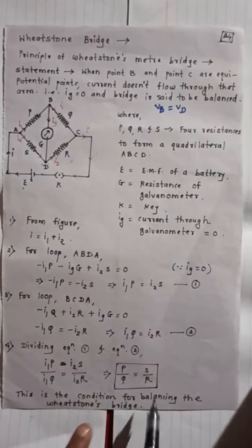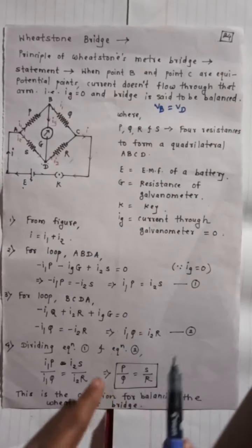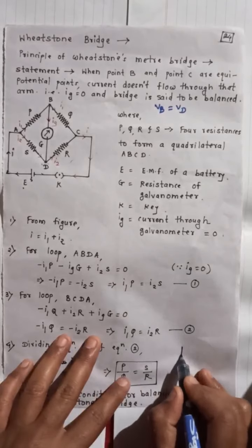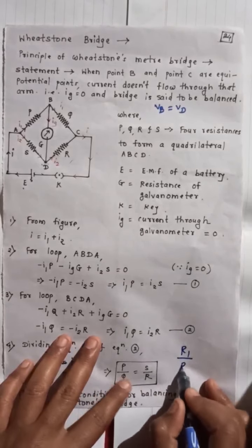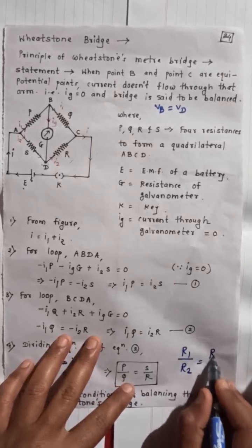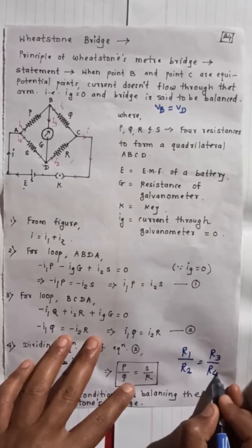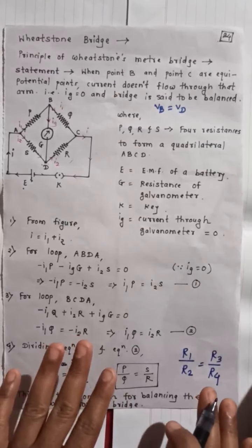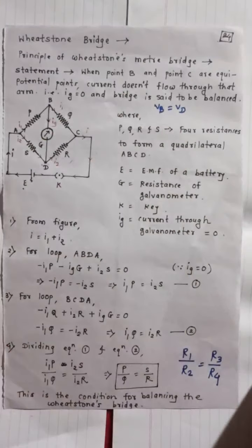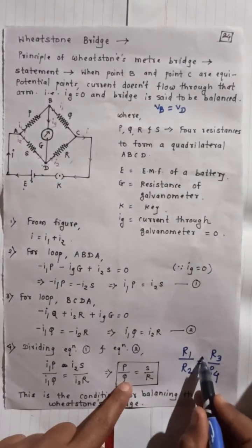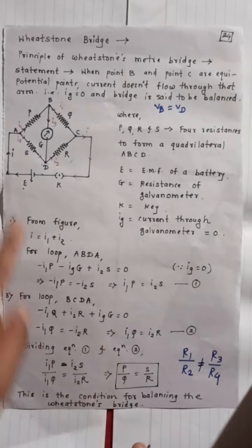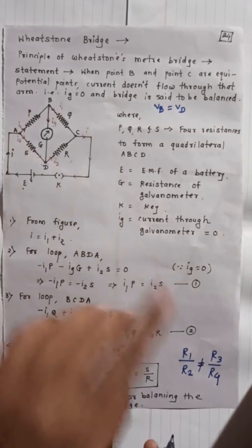So simpler proof, this is nothing but the balancing condition, the ratio of the resistors. Sometimes the ratio is denoted like this, R1 upon R2 equals R3 upon R4. If it is so, then it is said that the bridge is balanced. जर हे रेजिस्टन्स हे रेशियोज सेम नसतील तर ब्रिज बॅलन्स किंवा हे नेटवर्क बॅलन्स नाही.